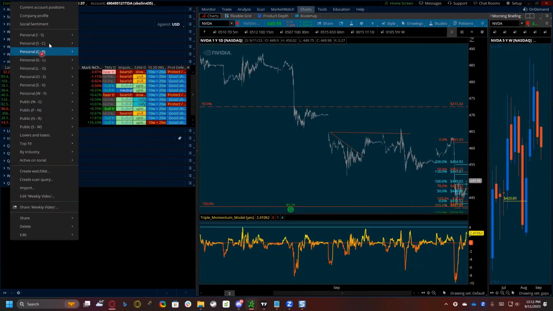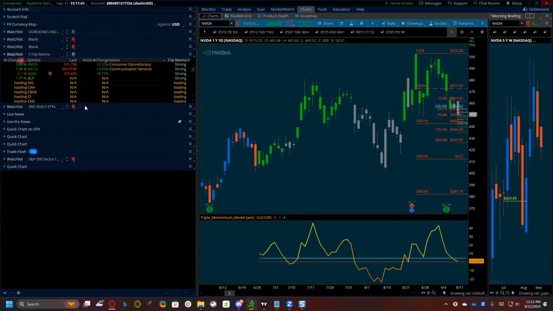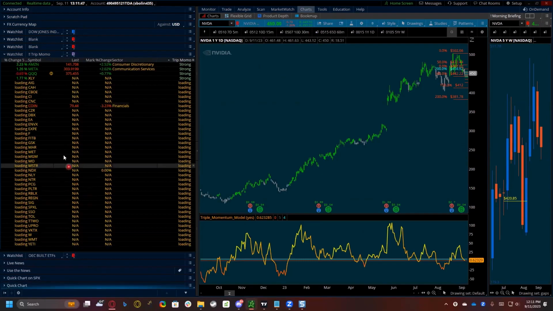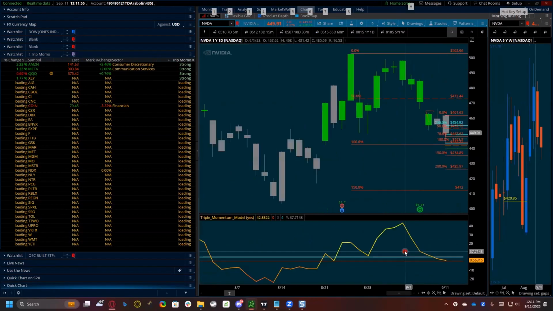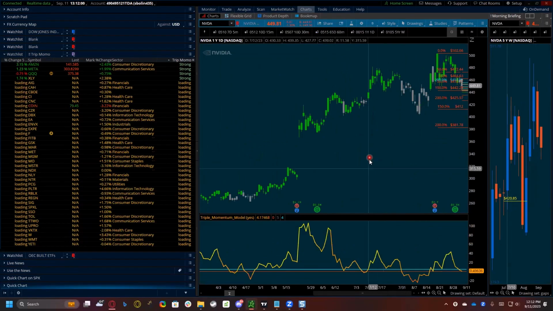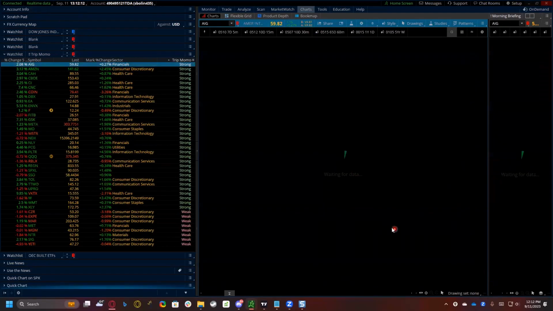We'll go to the triple momentum scan, and all this scan is doing is looking at what's out there and then trying to find things that have made that crossover above the 4 level in the last day or two. Okay, so that's what we're looking for. A crossover in the last day or two. So let's see what we have here. AIG has one of those crossovers.